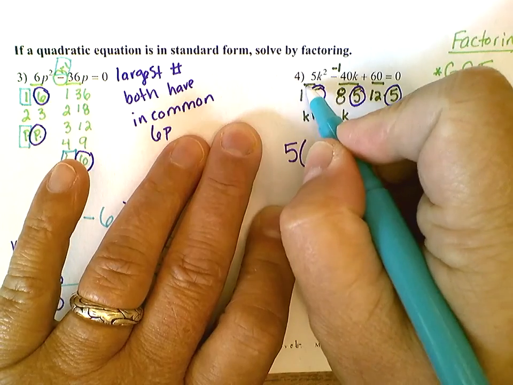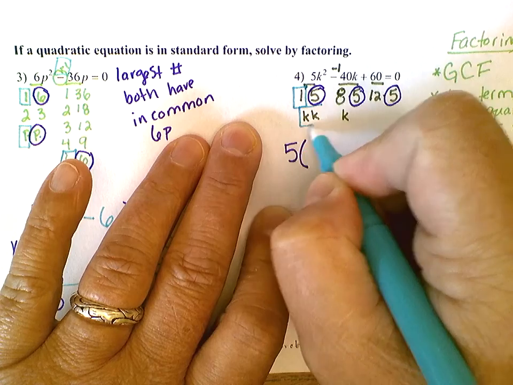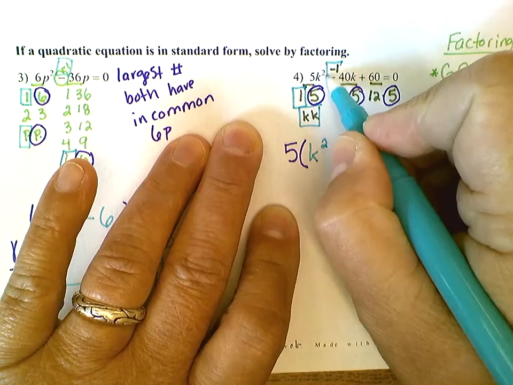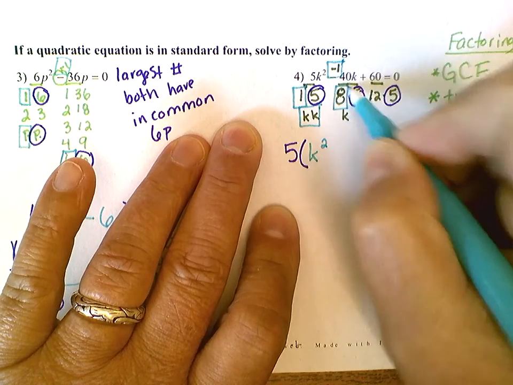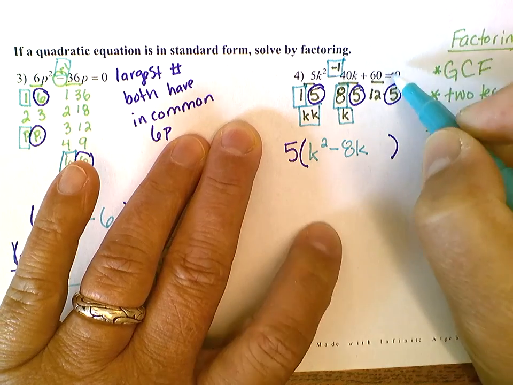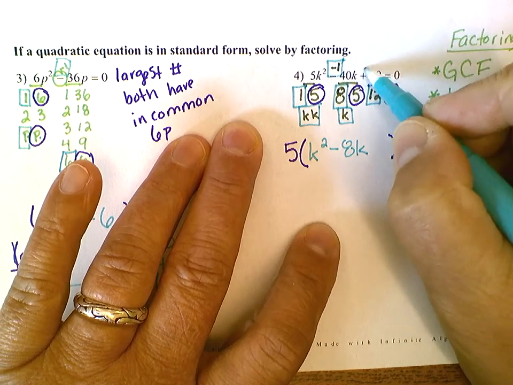And so what do I have left? I have a 1 and a k squared. Here I have a -1 or a -8k. And here I have a +12.